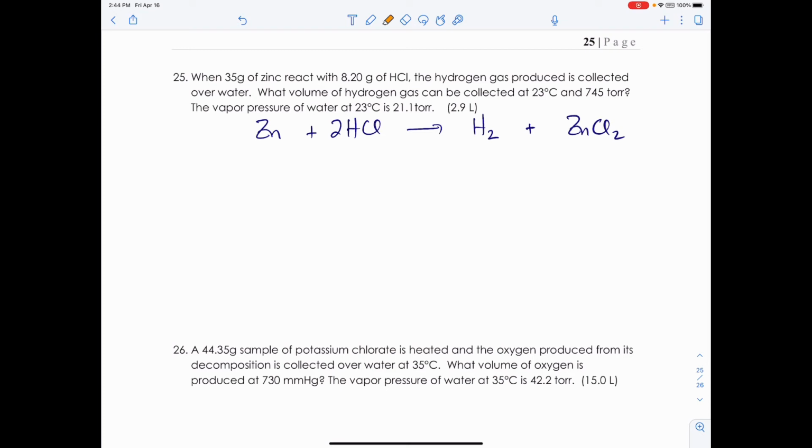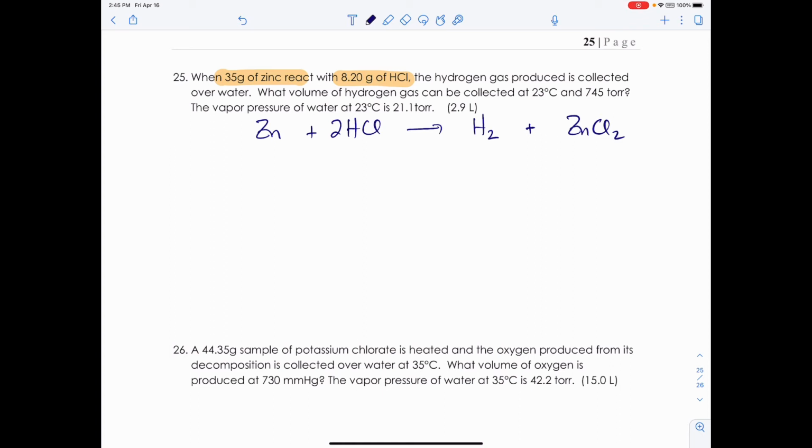Next, you see 35 grams of zinc and 8.2 grams of the hydrochloric acid. Does it strike you that when you know two masses of the two reactants, this is a limiting reagent stoichiometry problem? One of those two reactants, the 35 grams of zinc or the 8.2 grams of acid, will get used up, and that reactant is the limiting reagent. We use that reactant, the one that gets used up, to determine how much product we can make. So the first step of this problem would be to determine which of these is limiting.